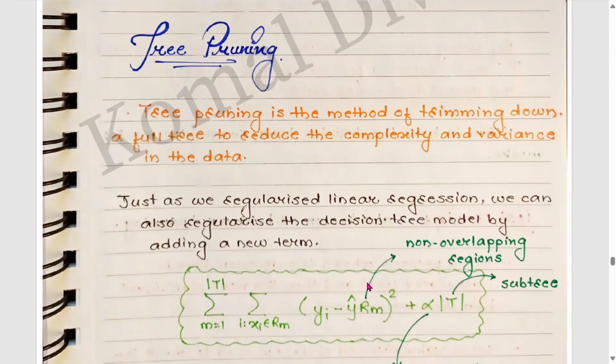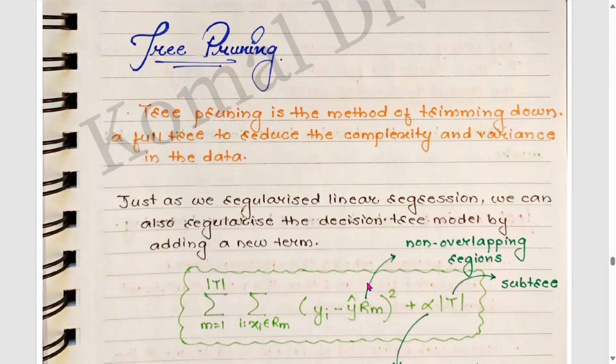Once again, tree pruning is the method of trimming down a full tree to reduce the complexity and variance in the data. Trimming down a full tree means cutting it into small pieces. Cutting means reducing the size of the tree, to reduce the complexity and variance in the data.